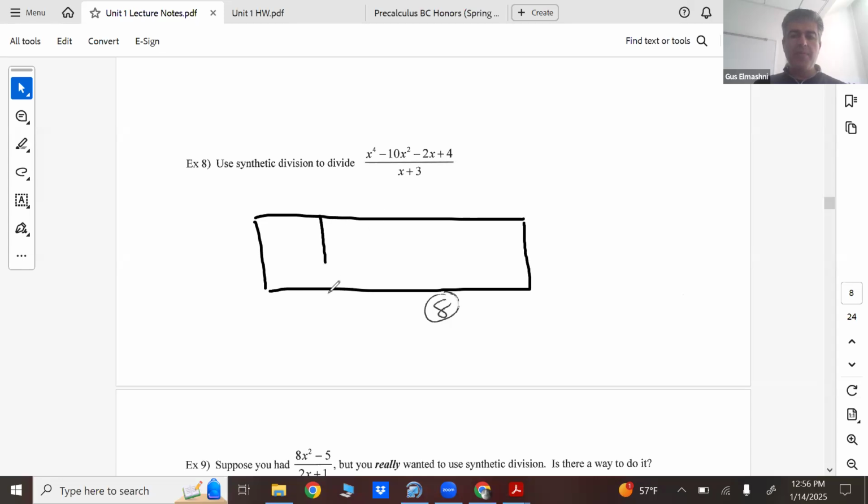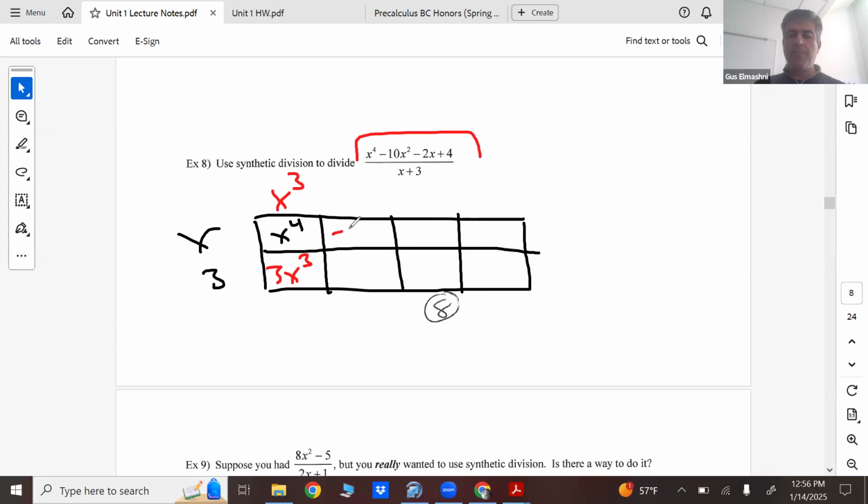Okay, it's degree 4, so 4 columns. I might need a 5th column for the remainder. Okay, I'm going to go faster, guys. Let's go. What do I put up here? x what? 3x cubed. Do I have an x cubed in the problem? Nope. Negative 3x cubed. So what goes up top? Negative 3x squared.